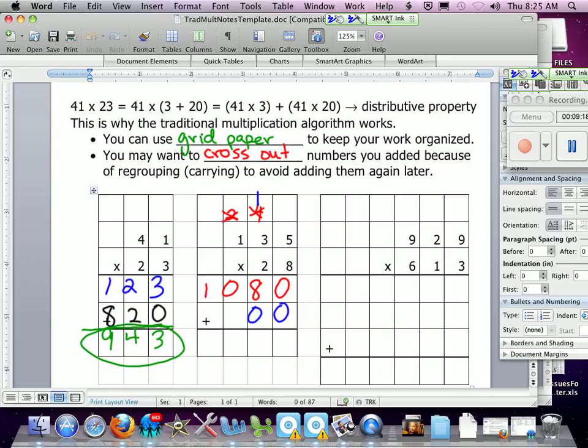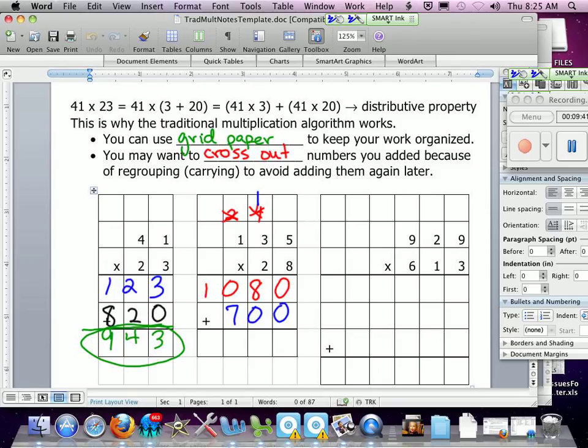So now we're going to do 2 times 3. 6. And then plus the 1 more. 7. And there's nothing I need to carry. Good thing I crossed that out so I don't accidentally use it.